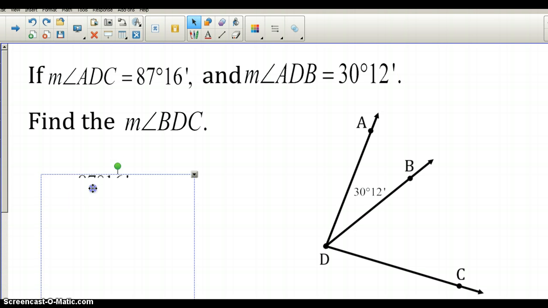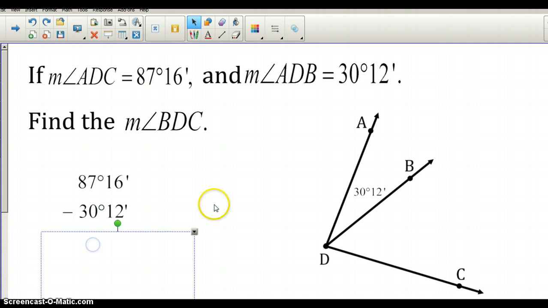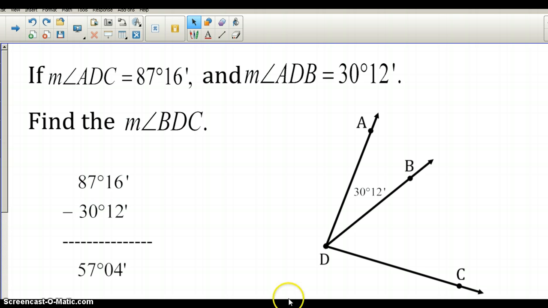subtraction. So I set up my subtraction. 87, 16 minus 30, 12. Can I take 16 minus 12? Yes. Can I take 87 minus 30? Yes. Final answer, 57:04. 57 degrees, 04 minutes. That's it. These are the type of problems we'll be doing, and I will make them even easier.